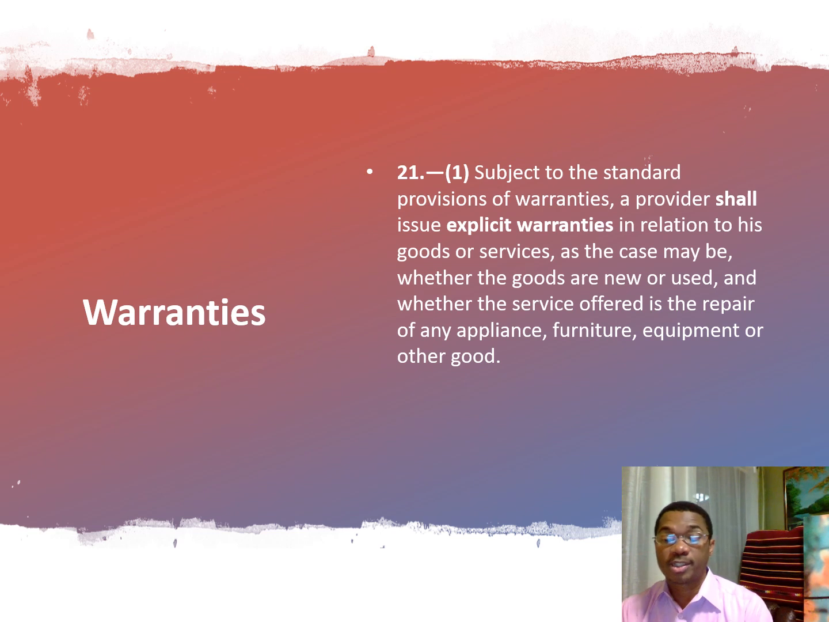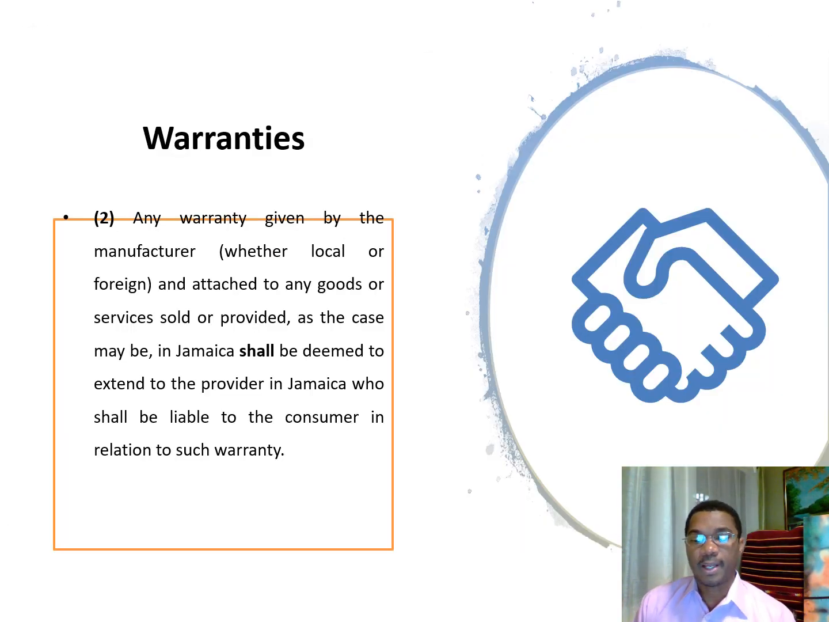So section 21 subsection 1 says, subject to the standard provisions of warranties, a provider shall issue explicit warranties in relation to his goods or services, as the case may be, whether the goods are new or used, and whether the service offered is the repair of any appliance, furniture, equipment, or other. So here the warranty applies both to goods and to services, right?